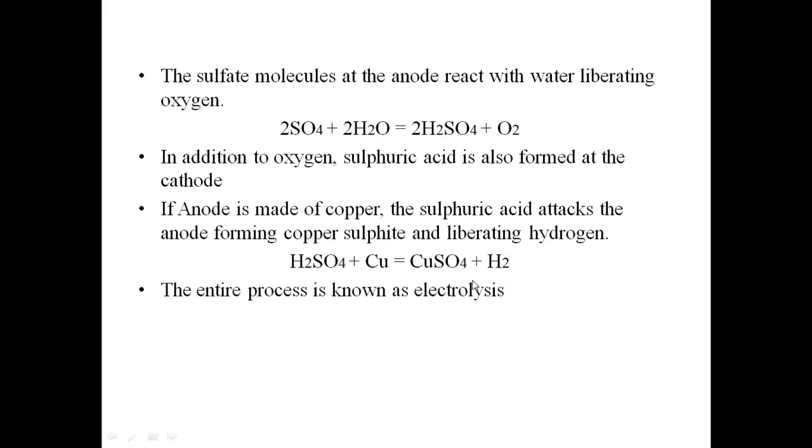So we are getting hydrogen out of this solution, we are getting oxygen out of this solution, and we are also getting pure copper which is deposited on the cathode. Hence, during this entire process we can say that the copper from the anode is deposited on the cathode in the pure form, and this complete process is known as electrolysis. I hope it is clear to you now what electrolysis actually is.